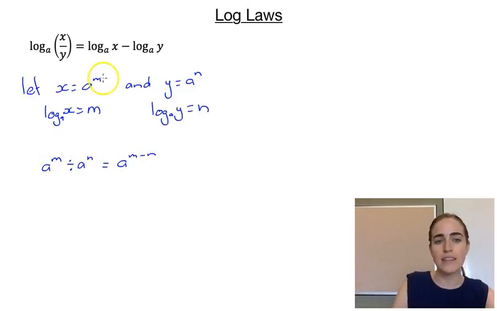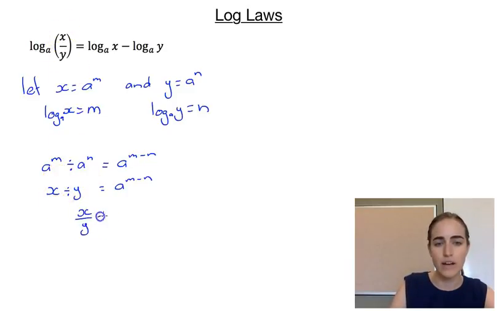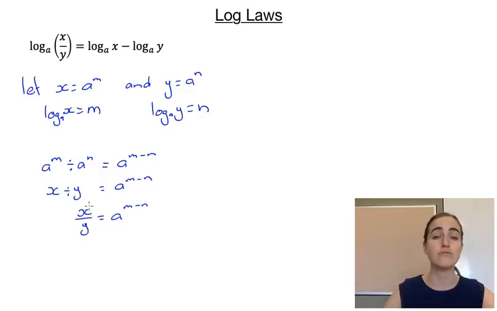Now we know that a to the m is x and a to the n is y. So this is x minus y, x divided by y equals a to the m minus n. If we just rewrite this to look like a fraction like it is up the top, we'll have x over y equals a to the m minus n. Now at the moment this equation's in index notation. Let's rewrite that in log notation.